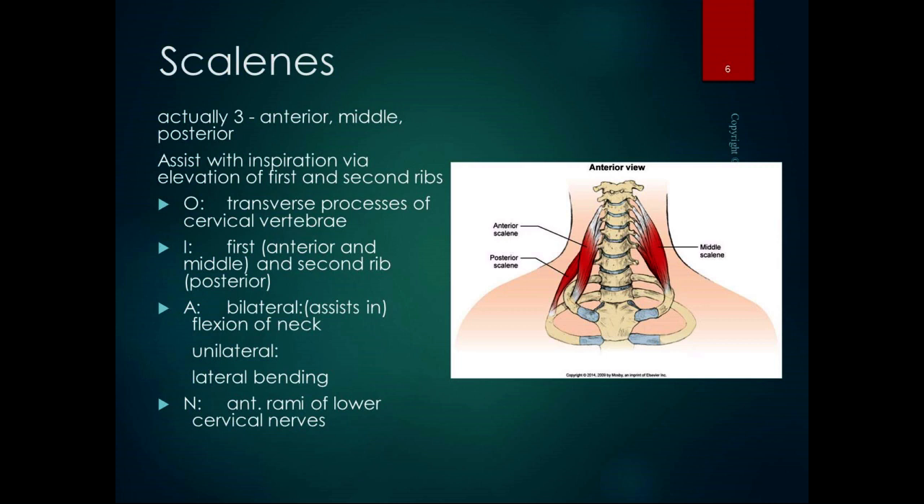So it originates on the transverse processes of the cervical vertebrae, and they insert on the first and second rib. So they can bilaterally assist in flexion of the neck. They're a very midline muscle, so there's not a lot of rotation. In fact, they don't have a line of pull for rotation. But unilaterally, they do lateral bending. And they're innervated by anterior rami of the lower cervical nerves. So just nerves in the neighborhood.